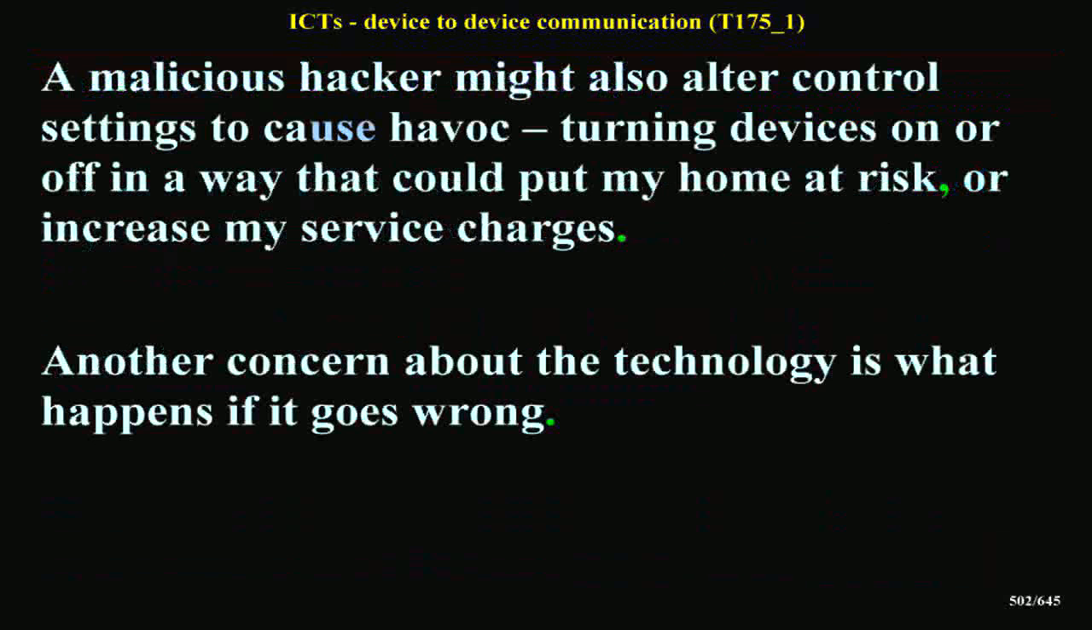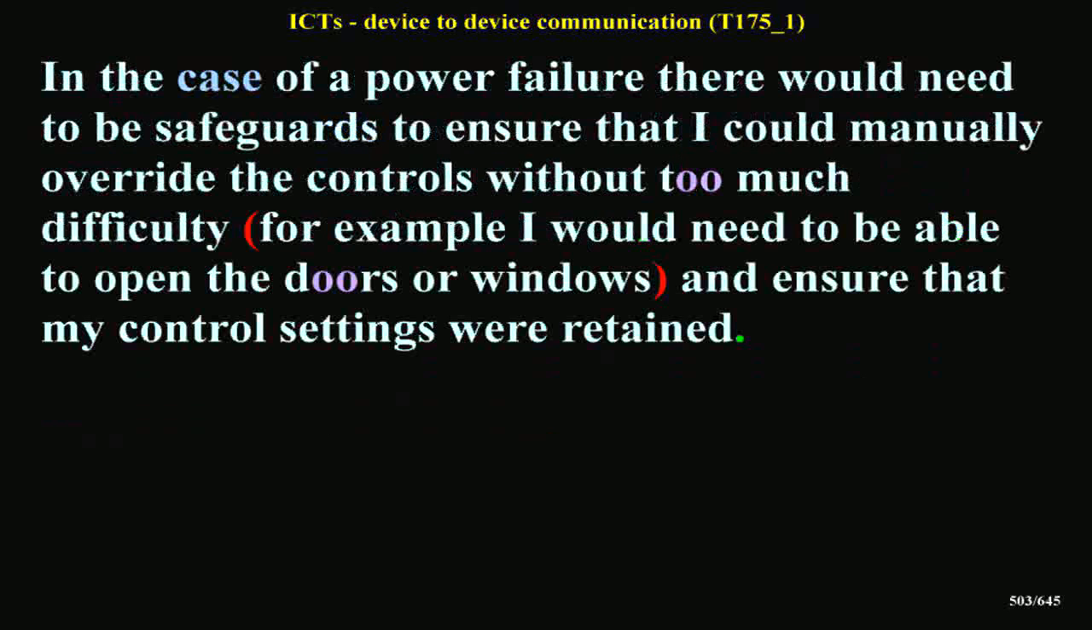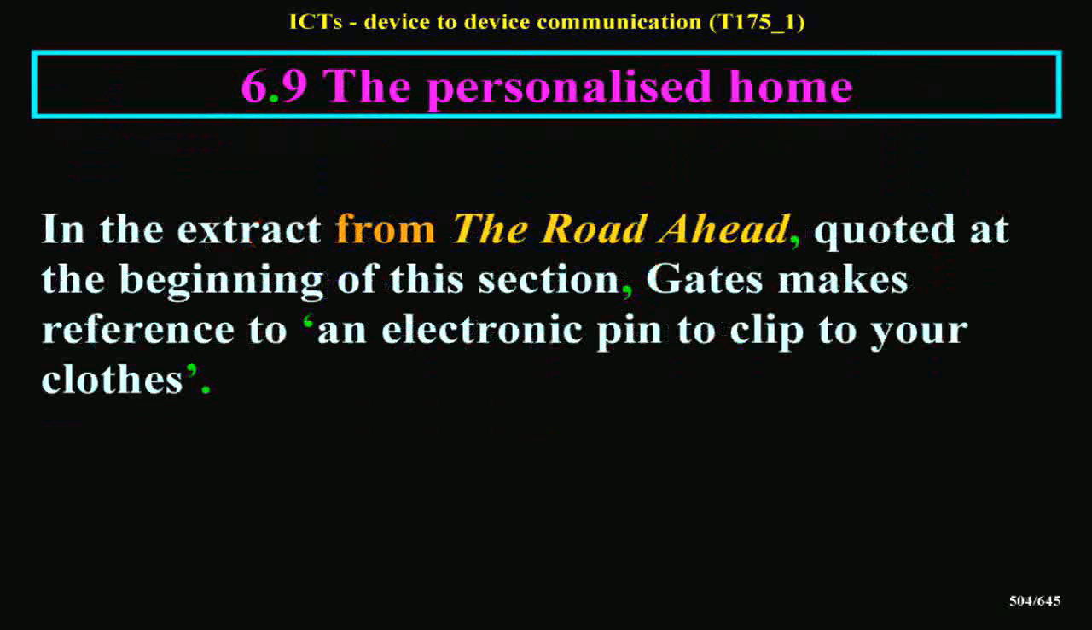Another concern about the technology is what happens if it goes wrong. In the case of a power failure, there would need to be safeguards to ensure that I could manually override the controls without too much difficulty. For example, I would need to be able to open the doors or windows and ensure that my control settings were retained.